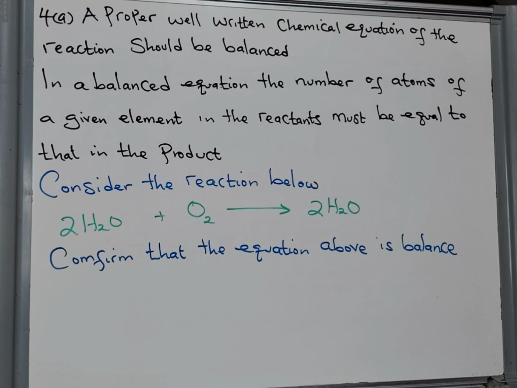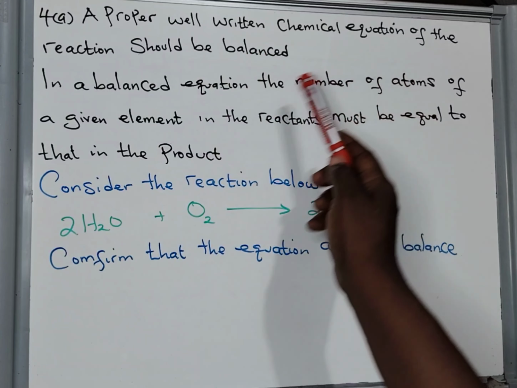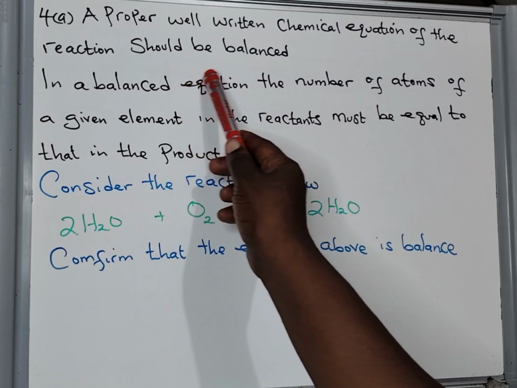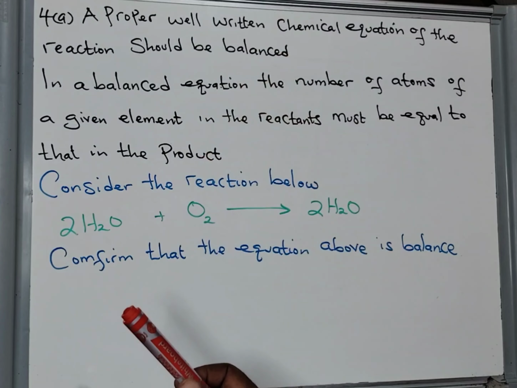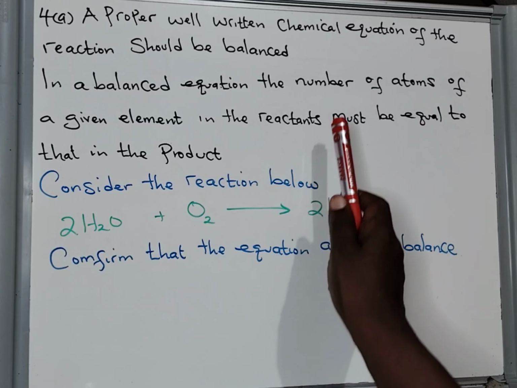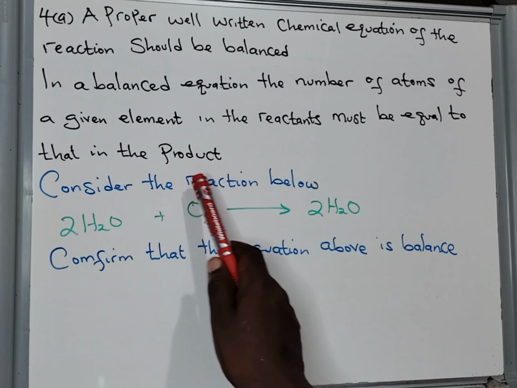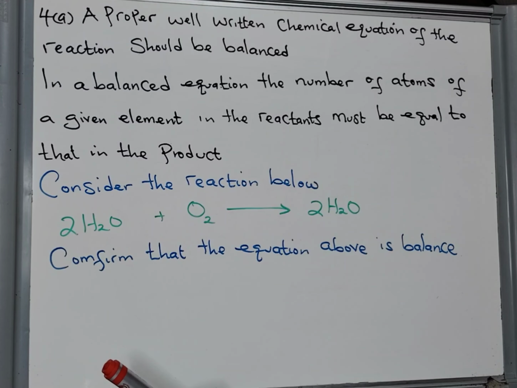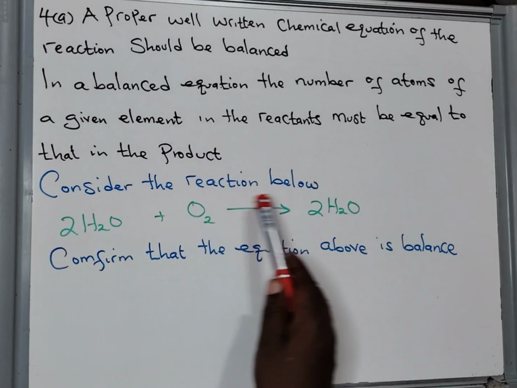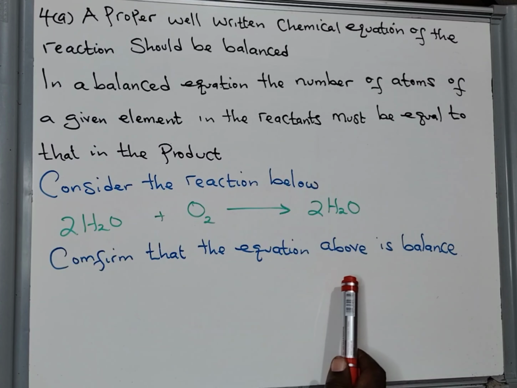Okay, today we are looking at this question. It says that a proper, well-written chemical equation of the reaction should be balanced. And in a balanced equation, the number of atoms of a given element in the reactants must be equal to that in the product. Then consider the reaction below. This is the reaction we are having. And they say, confirm that the equation above is balanced.